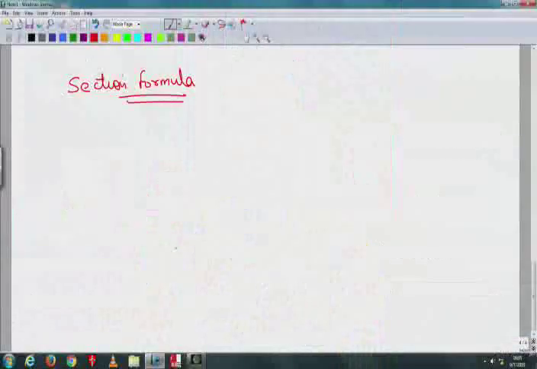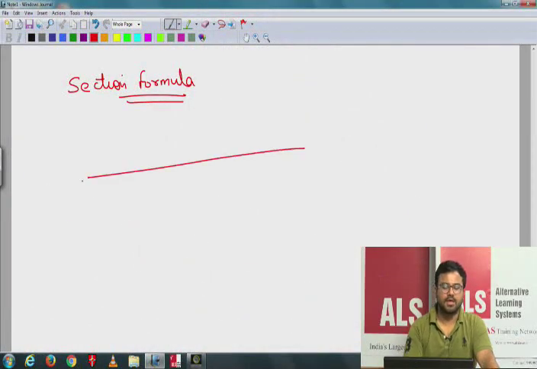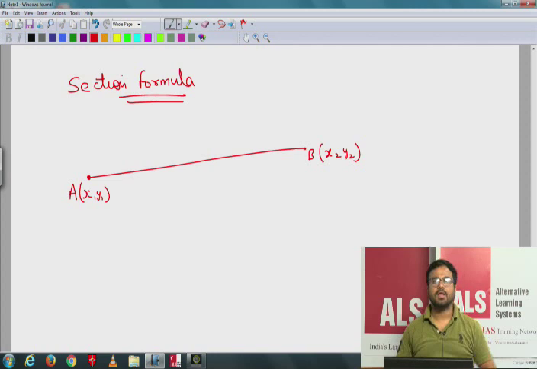In the section formula, suppose there is a line, and the endpoints of the line segment are A having the coordinates x1, y1 and B having the coordinates x2, y2. Now they will give that there is some point P on this line segment between A and B. So let us say the point P is lying over here, having the coordinates x, y.